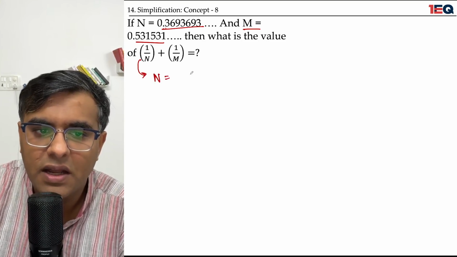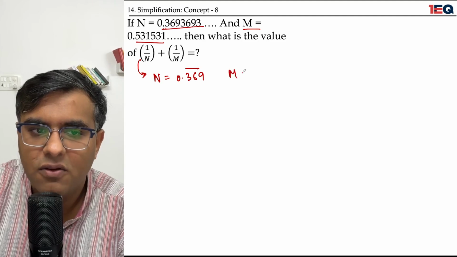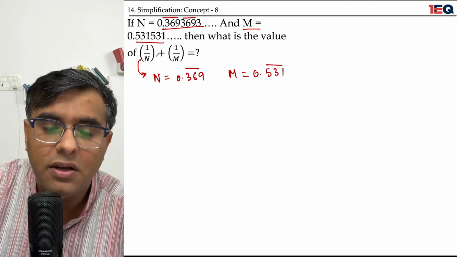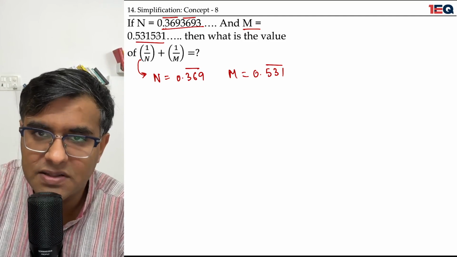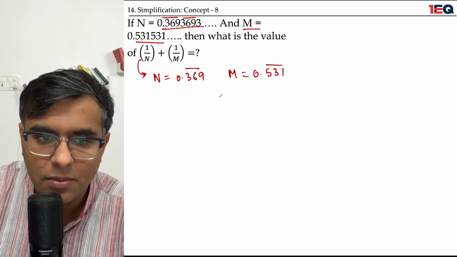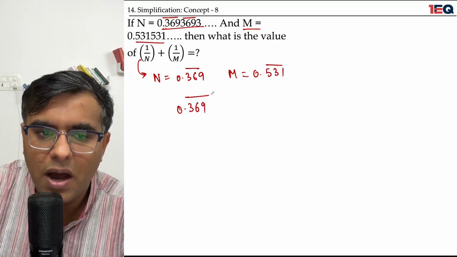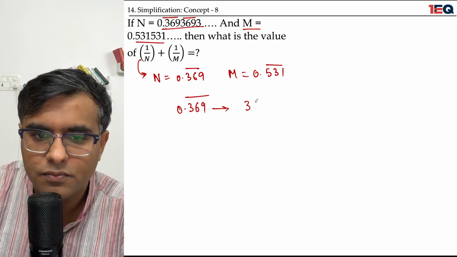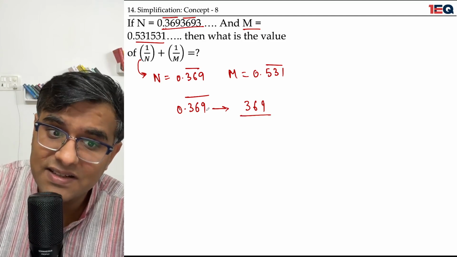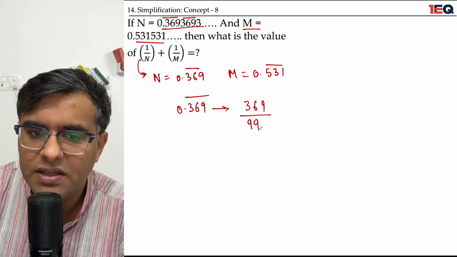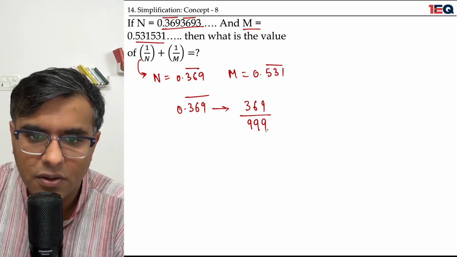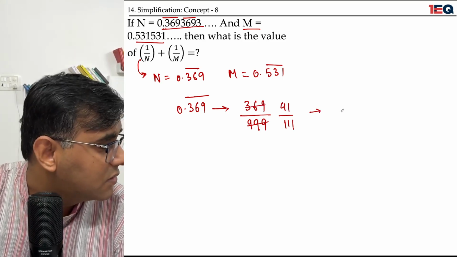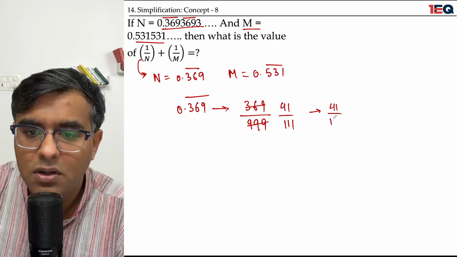If we have the value of n as 0.369 bar and the value of m as 0.531 bar, these are bars because they are repeating in tuples of 3. So these are basically triplets because 3 digits are repeating. So when these triplets are appearing, I need to convert 0.369 bar into a fraction format because they have asked me the answer in 1 upon n form. So 0.369 bar can simply be written as 369 divided by 999, since all the 3 digits are under the bar. So for each and every digit under the bar, I'll use a 9 over here. So there is 111 and there is 41. This gives me the answer as 41 upon 111.